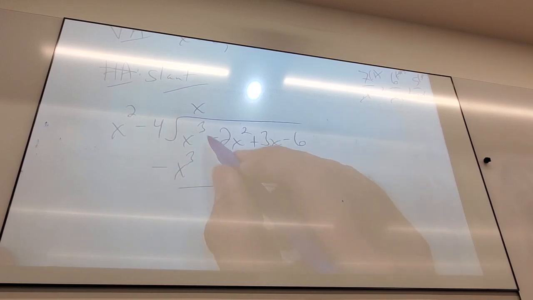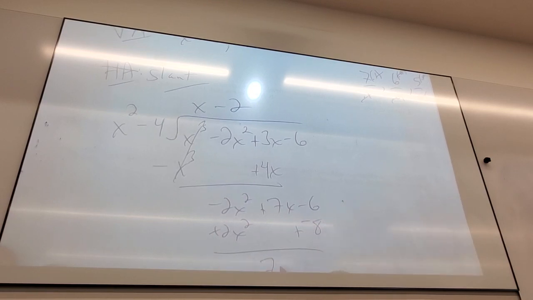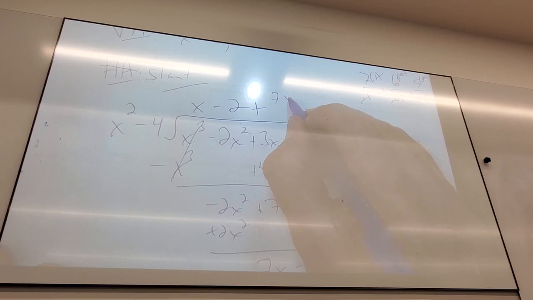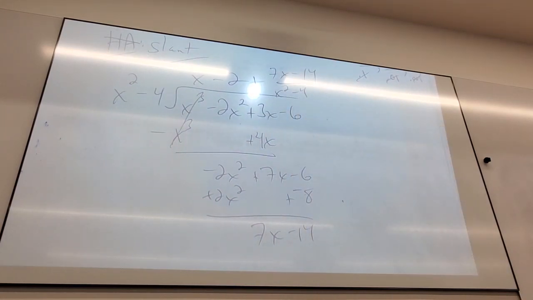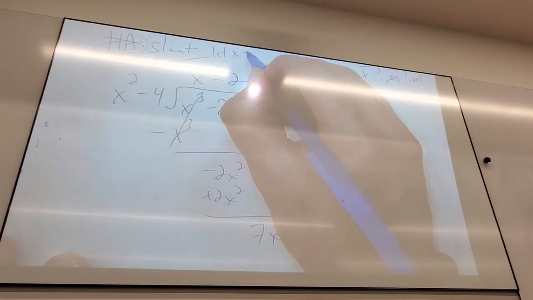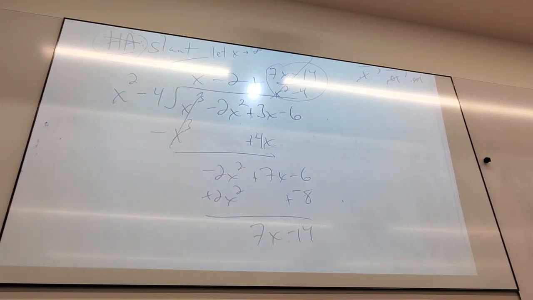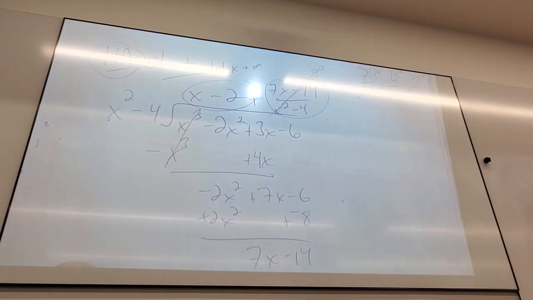Right, change the signs. Change the signs. That's a zero. The remainder will always go to 0, because the whole idea of a horizontal asymptote is let x get big. This piece will always go to 0. So now I'm just left with this piece.